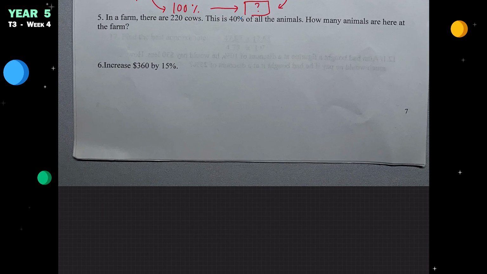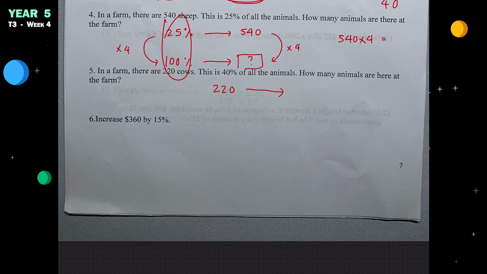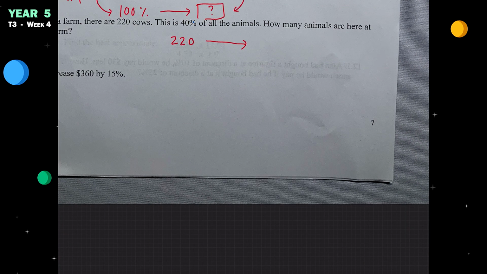Question 5. In a farm, there are 220 cows. That is 40% of all the animals. How many animals are there at the farm? Okay, so 40%. Actually, I'm going to write backwards now, just so you can see. We can work in different directions. Instead of writing percentage first, I'm going to write the number first. So 220 cows is your 40%.